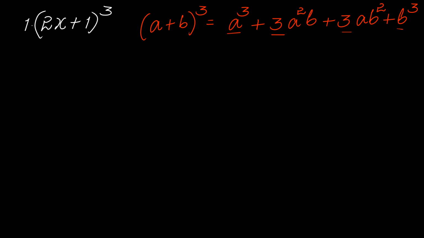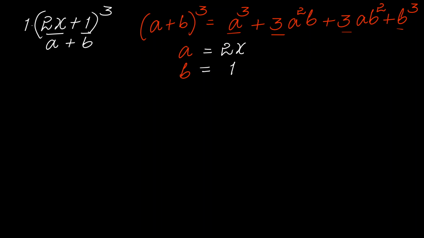Now in the formula we have two terms, one is a and the other is b. So before solving the question, we have to identify a and b. In the question we have (2x + 1) to the power cube. So here, what is a? a is equal to 2x. So a is 2x and b is 1.